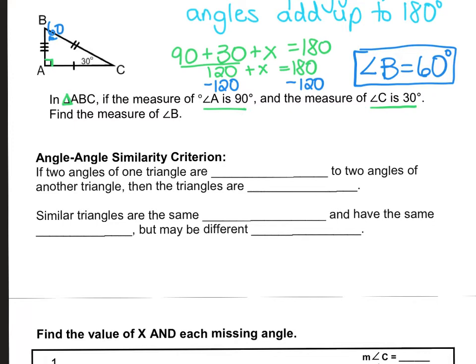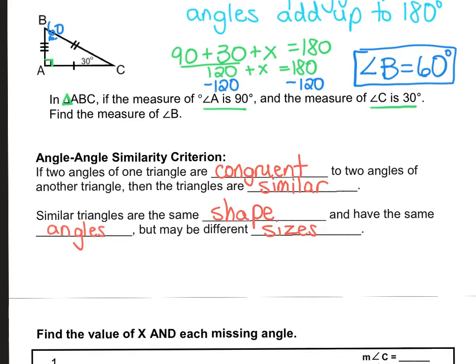So next we have something called the angle-angle similarity criterion. What this says is that if 2 angles of one triangle are congruent, remember that means same, to 2 angles of another triangle, then the triangles are similar. So similar triangles, this is what they mean. They mean that they are the same shape and have the same angles, but they could be different sizes.